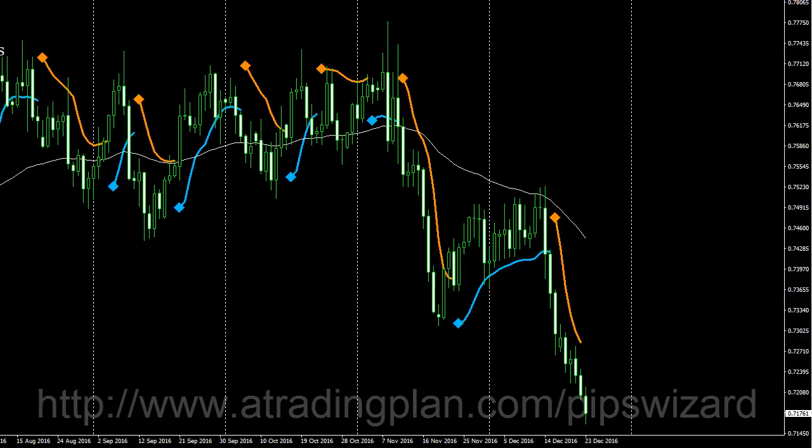So we're looking at PIPS Wizard Pro again, and as you know, it's a trend following system. And trend following, you can make a lot of money. But the fact is, you need to have a trend. And I just want to give you a little tip here, and this is the Aussie US daily chart.